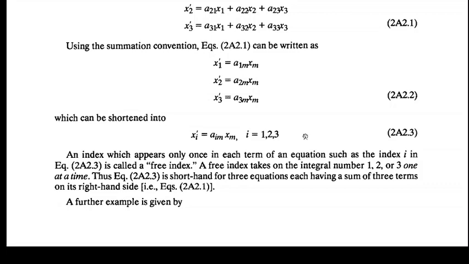A dummy index is appearing two times in one term, and a free index is appearing one time in each term of the equation. There is no restriction for the dummy index to appear in each term of the equation. The restriction on the dummy index is only that it will appear two times in one term, and the restriction on the free index is that it will appear one time in each term of the equation. A dummy index can appear in more than one term, but it must appear two times in those terms.